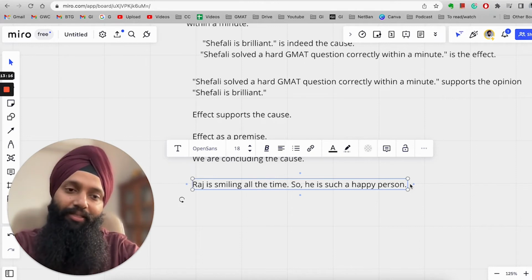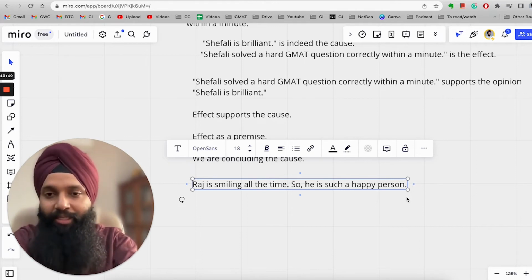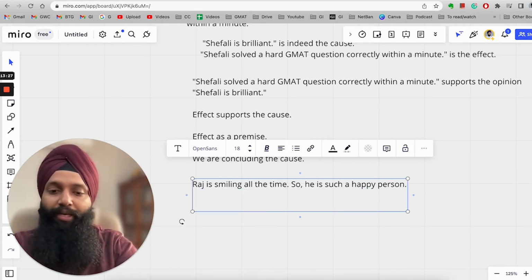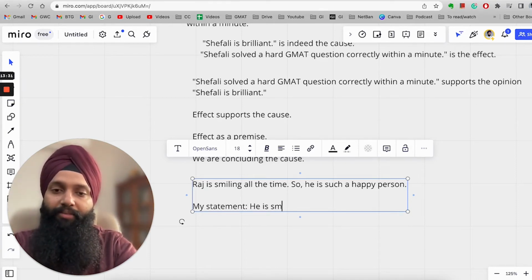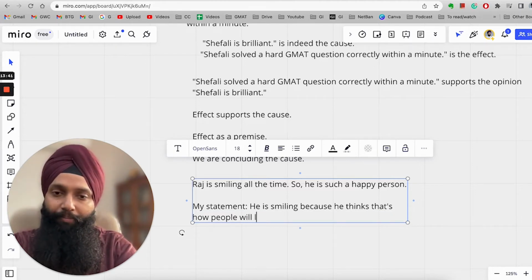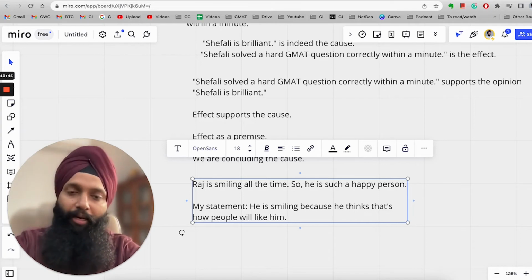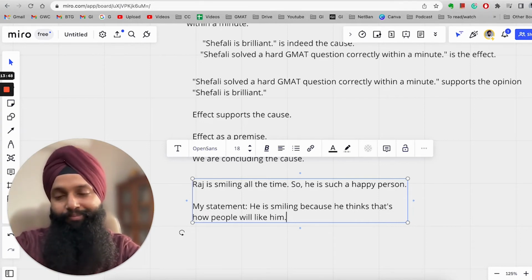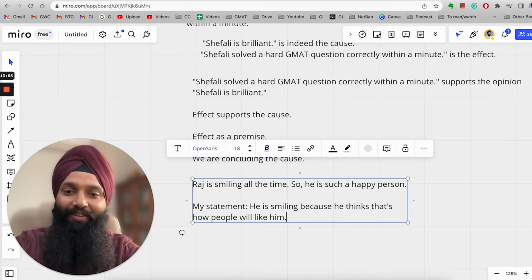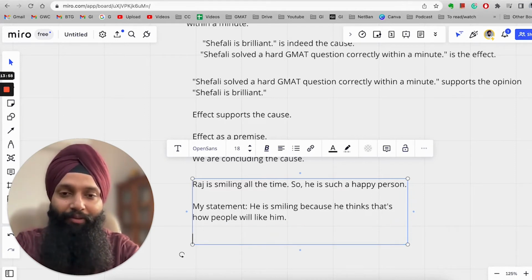But no, this is not the case. If you think about it, if I tell you that he's smiling all the time because he thinks that that's how people will like him. Now, can you be sure that he is a happy person? You'll have doubts, right? Oh, he's genuinely happy or he's smiling just for the sake of smiling, right? So if you think about it, I've given an alternate cause why he's smiling all the time. And now you're not sure that he's a happy person.